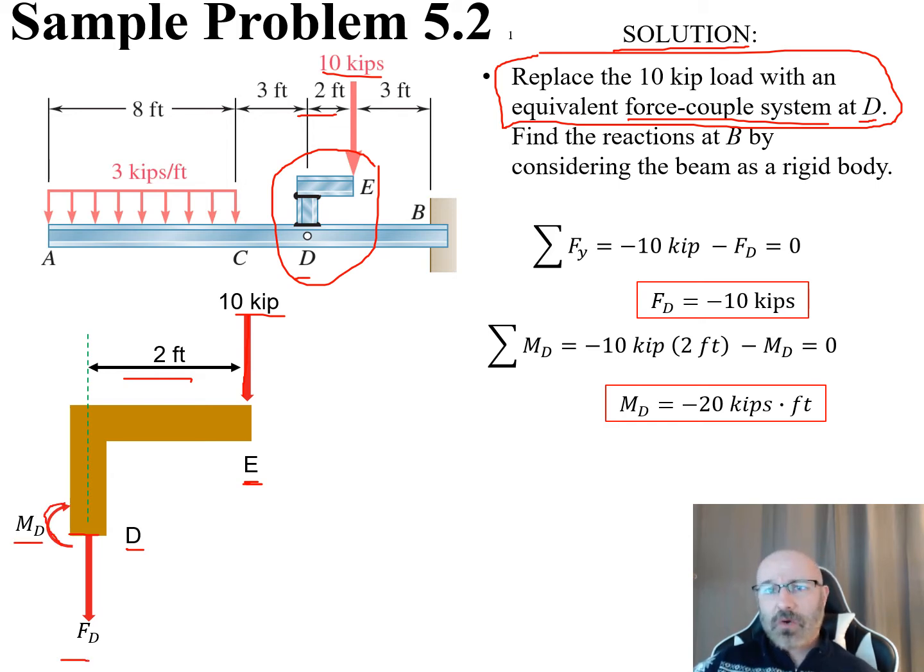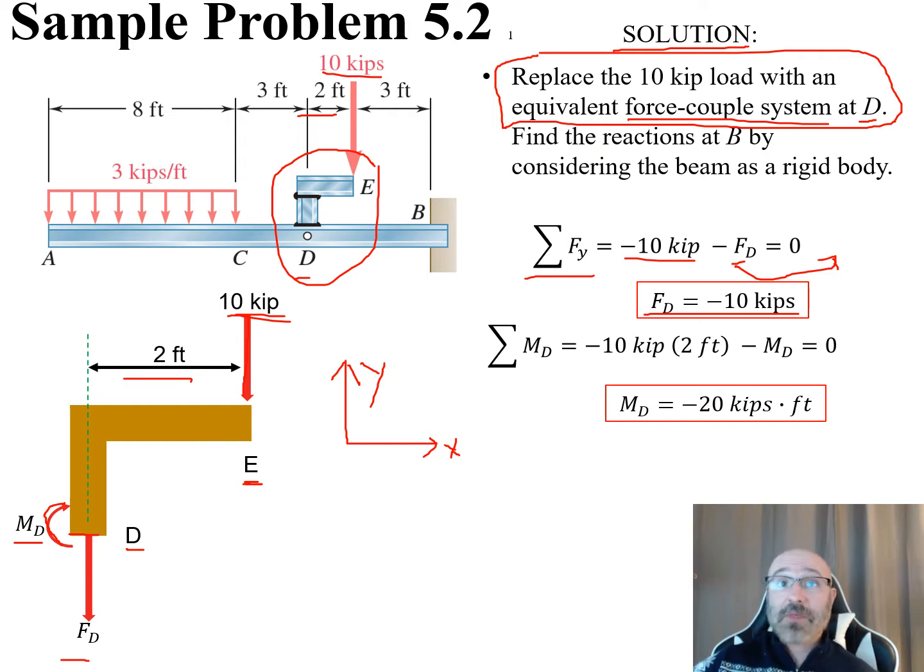So let's do our equilibrium analysis. We have the summation of forces in the y direction. What are our forces acting in the y direction? I have this 10 kips, and if I use my standard XY coordinate system, where X is positive to the right and y is positive up, then I have a negative 10 kips and a minus FD. So this is equal to 0, and I can move this over to the other side and say that negative 10 kips is equal to FD, or FD is equal to negative 10 kips.